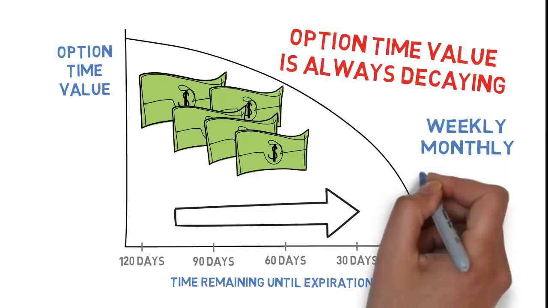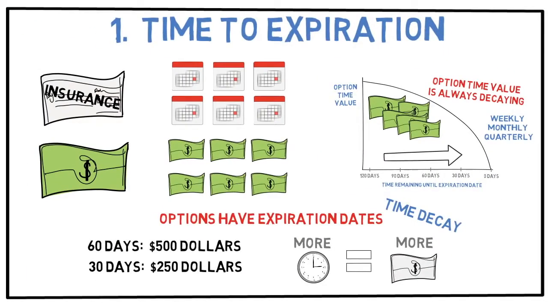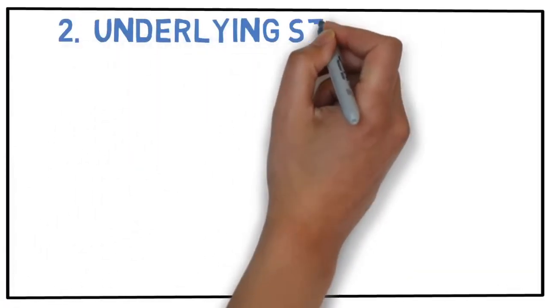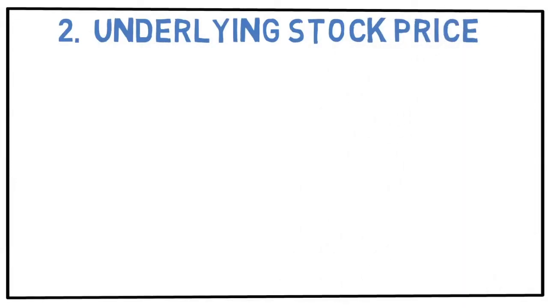Most stocks have options with weekly, monthly, and quarterly expirations, and you can choose whatever expiration you want to trade in. In some of my other videos, I talk about the best expiration that provides the lowest risk and the highest returns, so be sure to check those out. The second factor that goes into option pricing is the price of the underlying stock itself. For each stock, there are multiple options at different price increments. These are called the option's strike price.